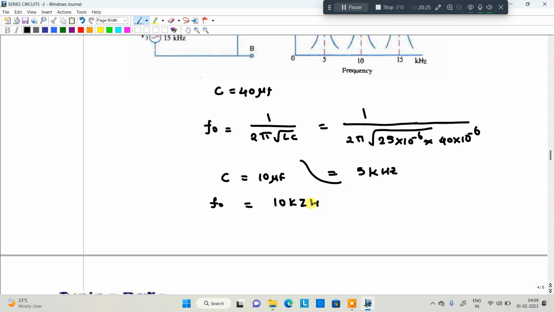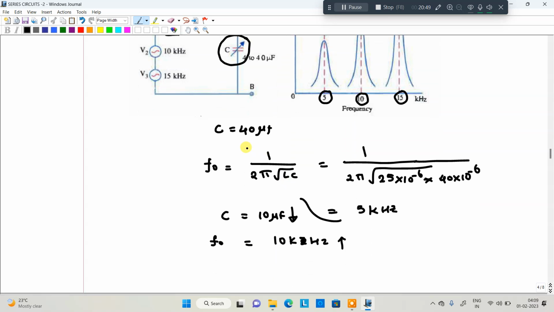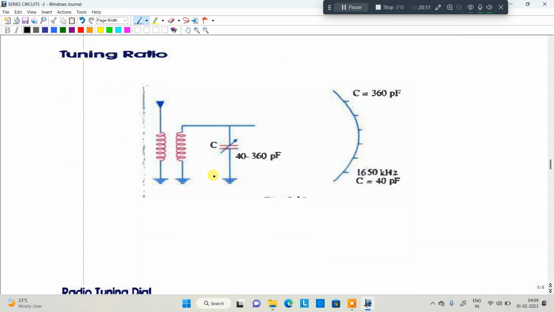So what I am saying is that whenever the capacitor's value decreases, the frequency increases. So the selected frequency depends upon the capacitor, isn't it? That's why tuning of the circuit is done based on the variable capacitance, the required value. That particular effect we are going to discuss here.